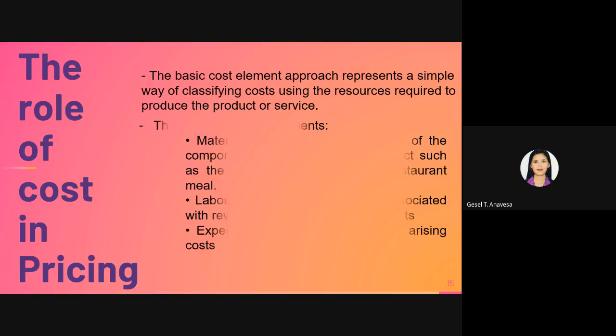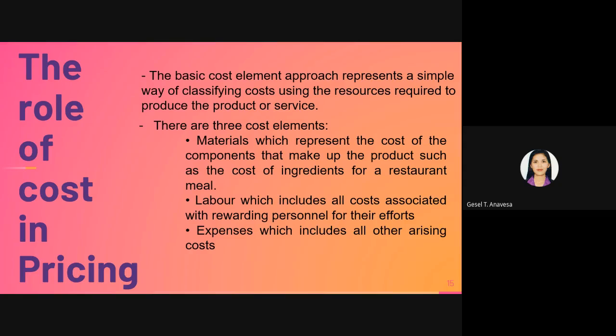So there are three costs of element. First, materials. So material represent the cost of the components that make up the product. Okay, labor includes cost associated with rewarding personnel for their efforts, and expenses, which include all other arising costs.